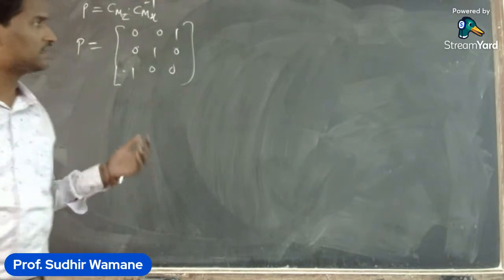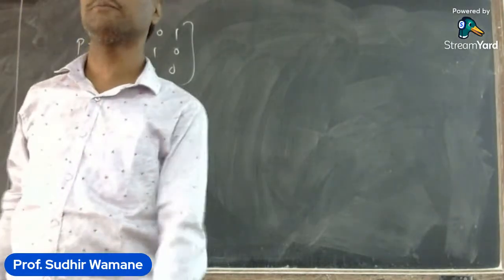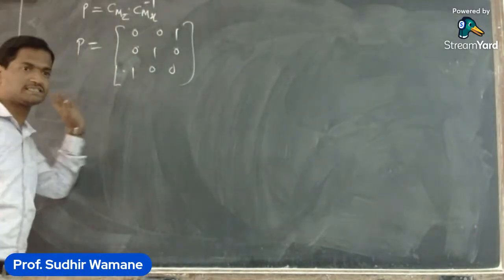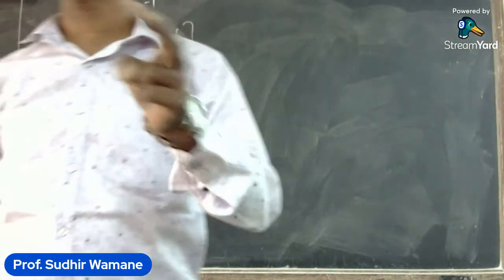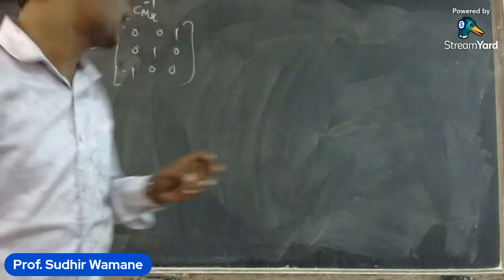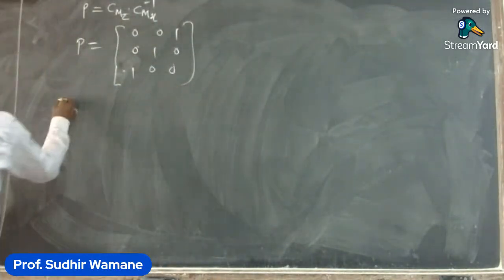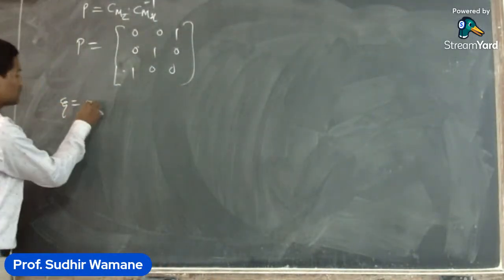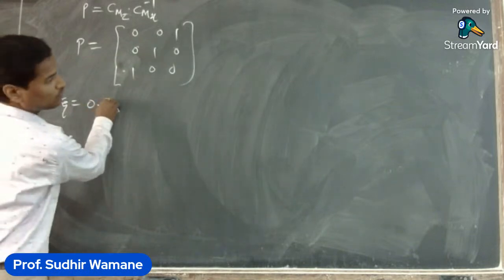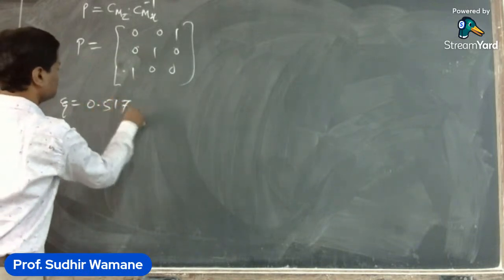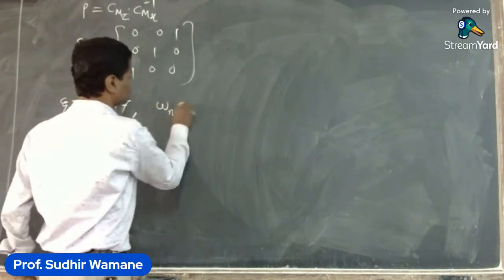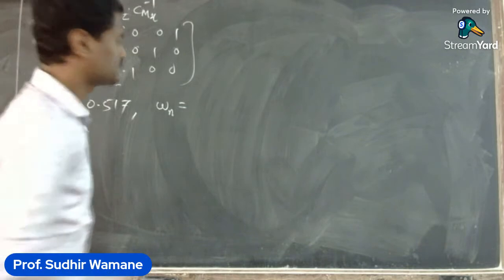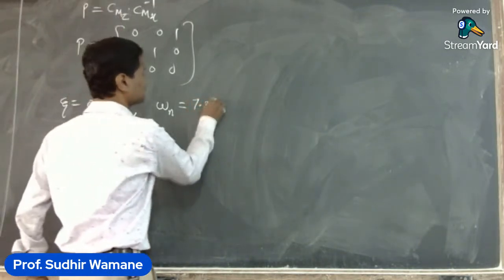Now, next is to design the controller. For that, he has given the specification of overshoot and then peak time. By using formulas, you need to calculate zeta and then omega. From given overshoot, zeta comes out to be 0.517, and from given peak time, omega n comes out to be 7.34 radians per second.